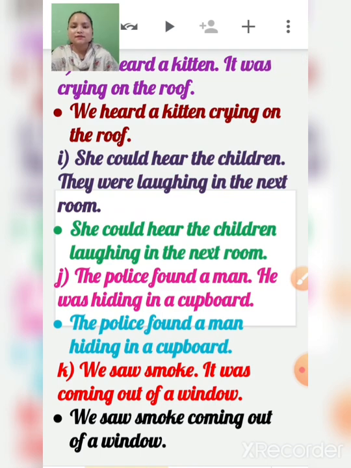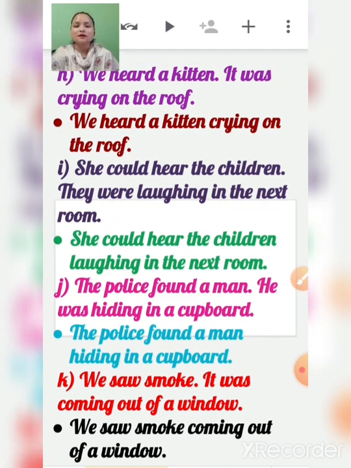Now, next is, we heard a kitten. It was crying on the roof. We heard a kitten crying on the roof. She could hear the children. They were laughing in the next room. She could hear the children laughing in the next room.